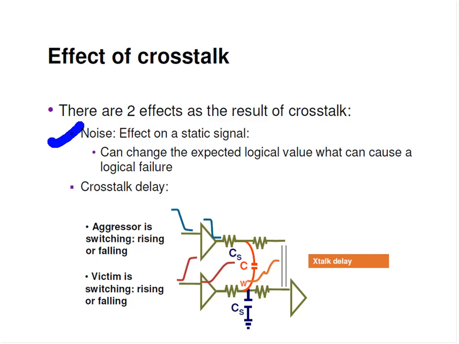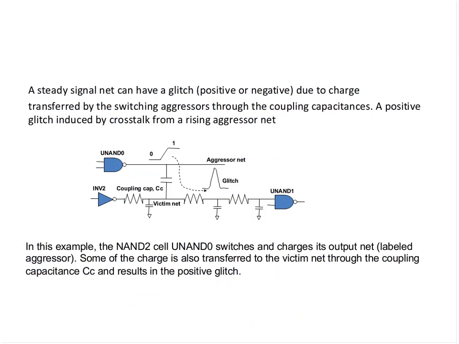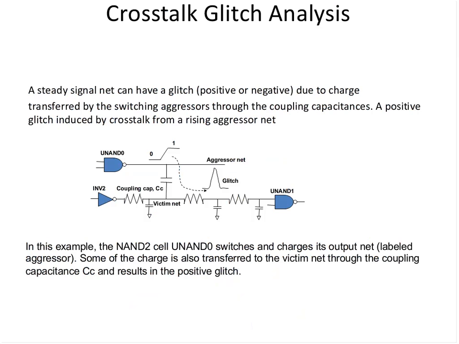See this figure here. Aggressor is switching rising or falling, victim is switching rising or falling, and there is a coupling capacitance there. So instead of this kind of waveform, due to the delay, the waveform can be like this. In this case it is causing the waveform to get delayed, so it will increase the net delay, right. So these are the two effects. The cause is the same, the non-trivial coupling capacitance, and it can affect in two ways, one in terms of delay, second in terms of noise.